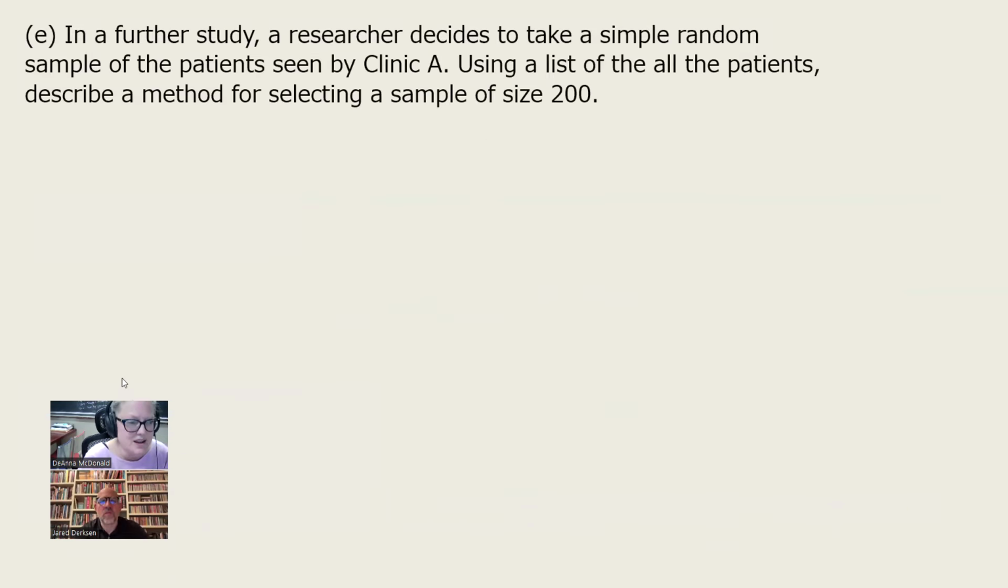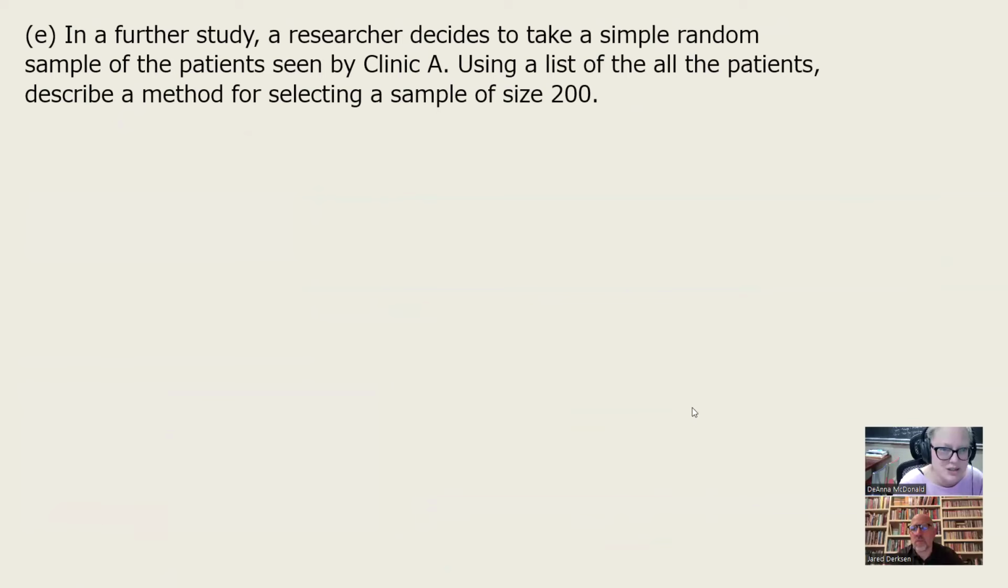Okay, in further study, a researcher decides to take a simple random sample of the patients seen by Clinic A, and using a list of all the patients, describe a method for selecting a sample of size 20. So this comes up on the AP exam frequently. How do you do something? You need to be very careful to describe precisely what it is that you want to do. So first thing you want to do is number your patients from one to however many there are. We don't know because it didn't tell us, so we're going to say N.